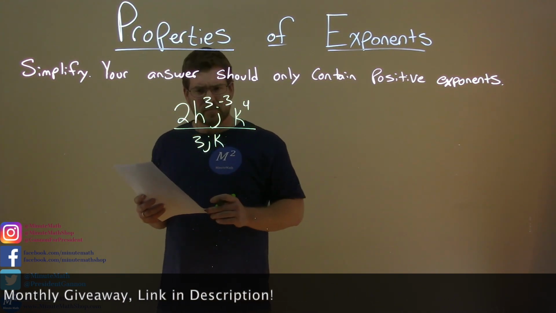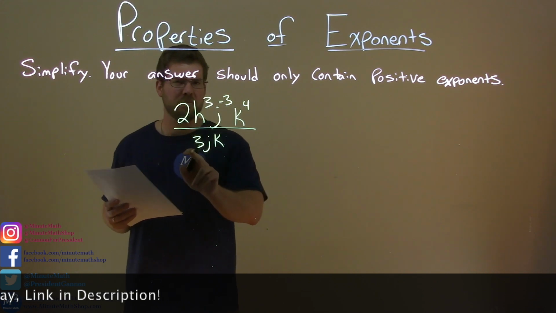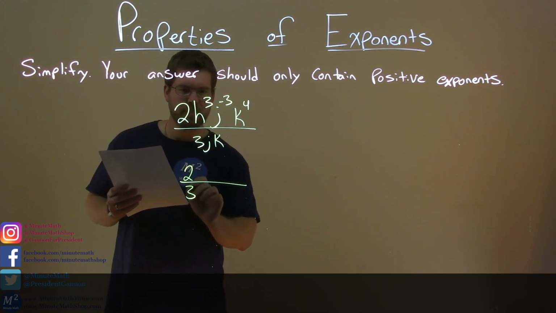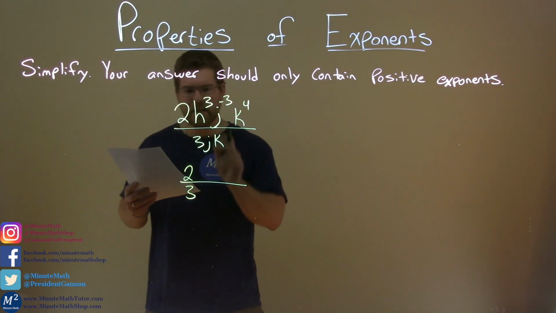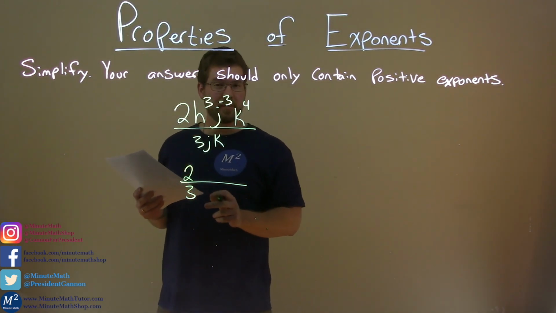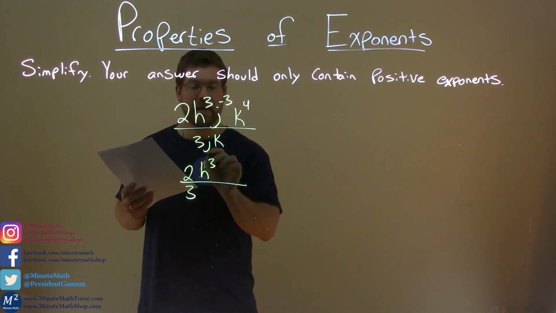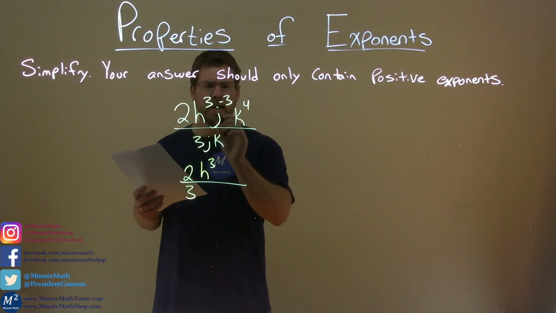So, let's look at our coefficients. 2/3. Well, 2 divided by 3, 2/3. Can't simplify that anymore. All right, let's keep going. H to the third. Anything in the denominator to simplify with? Nothing really cancels out. We keep h to the third in the numerator. All right, got that done.